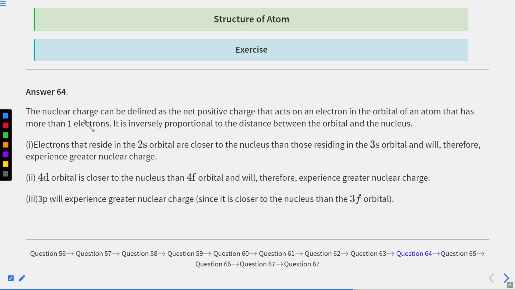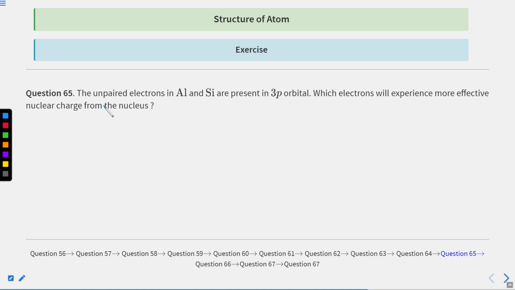So it is written the same. The electrons that reside in 2s are closer to the nucleus than 3s, therefore they will experience greater nuclear charge. Here also 4d orbitals are closer, and 4f will be the farthest one, and hence 4d will experience greater nuclear charge. Here also 3p will experience greater nuclear charge. Clear?